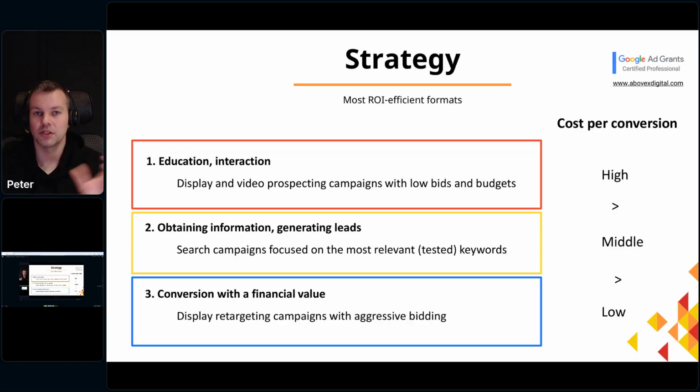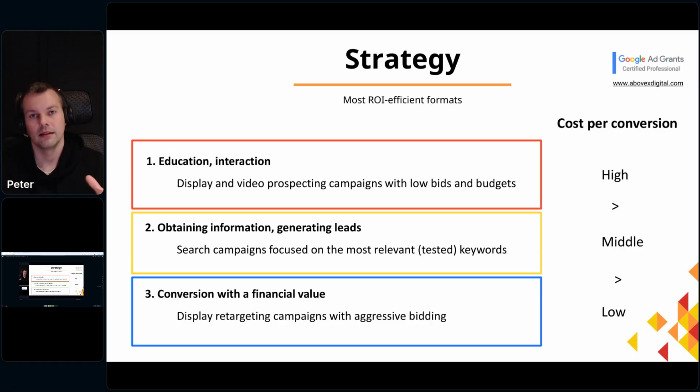So the cost per conversion in this strategy is, let's say, middle. And the strategy that typically has the lowest cost per conversion, which is what you want, obviously, is display retargeting campaign. So showing banners to people who visited your page in the past or who are members of your email databases, etc. And you should use aggressive bidding. You should go after them fairly aggressively. You should show them the banner.